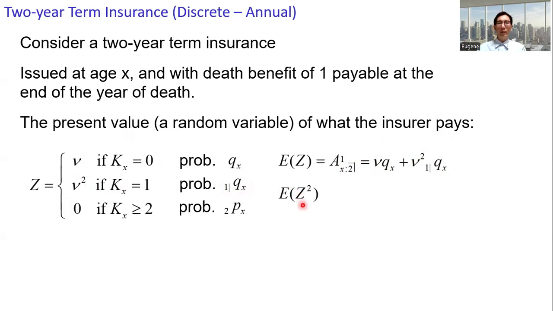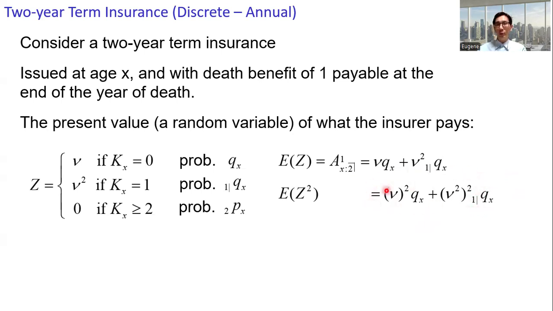The expected value of Z squared, we have this expression. You can see that in the expected value of Z, we have nu, and in the expected value of Z squared, we have nu squared. So in terms of delta, nu squared is evaluated at a double force of interest. So nu here is for delta, then nu squared is for 2 delta. Similarly, for the second term, nu squared and nu squared squared. This expression is simply converting the original delta to 2 delta.